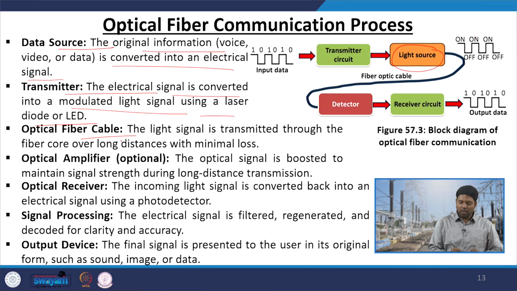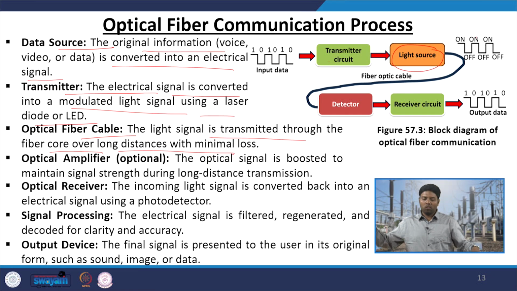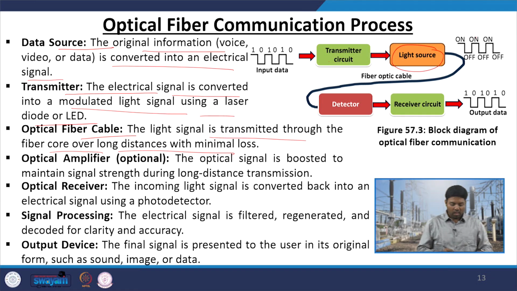Then you have the optical fiber cable: the light signal is transmitted through the fiber over long distances with minimal loss. Okay? That means the light will propagate through the communication medium. Then you have an optional amplifier, if needed, that means if it is a very long distance.